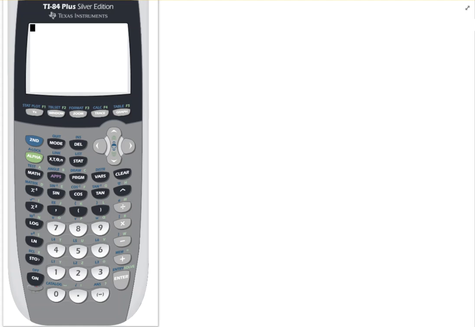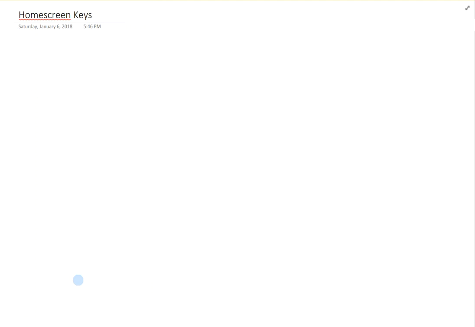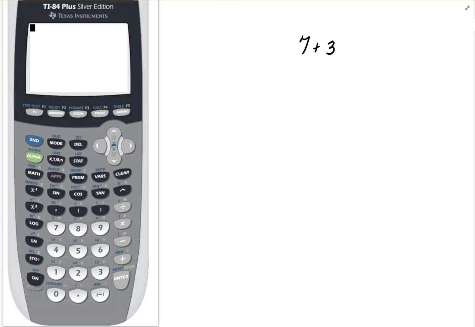The home screen is what I call the screen that you have when you're going to do traditional calculations: add, subtract, multiply, divide, square, square root, and so on. So we will not use any of these keys up here. This is when we're putting it in graphing mode, but we will be using these down here. So if I had the problem, say, 7 plus 3, then on the calculator I would simply push 7, plus sign, 3.